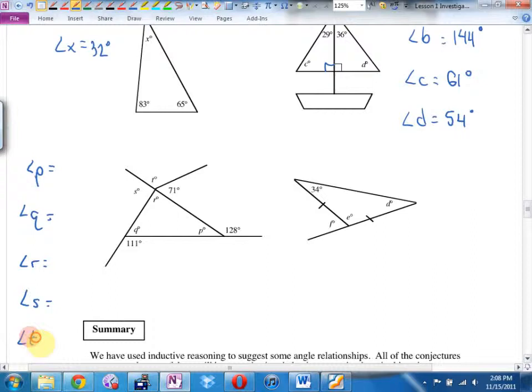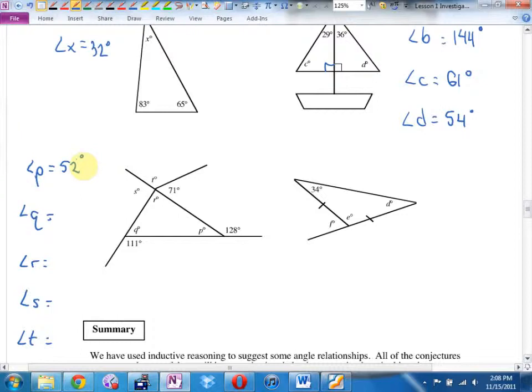Shania, can you tell me how big angle P has to be? I agree with you. Supplementary. Or, Shay, you know what you can call supplementary for short? Sup! No? Okay.